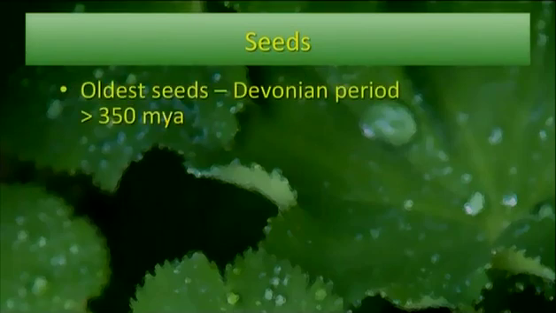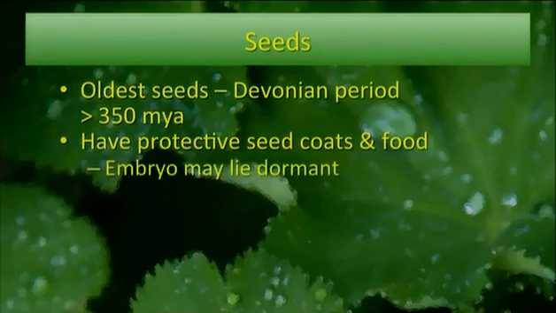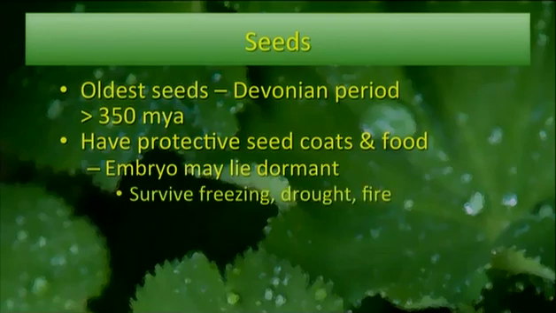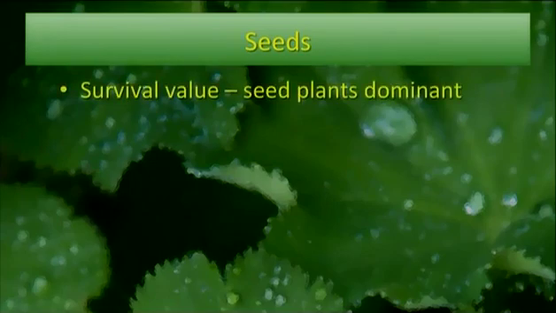So the oldest seeds date to the Devonian period, more than 350 million years ago. They have protective seed coats and food, and the embryo may lie dormant for a while, so the seed actually helps to protect the embryo and may help the embryo survive freezing or drought or fire. So seeds do have survival value.